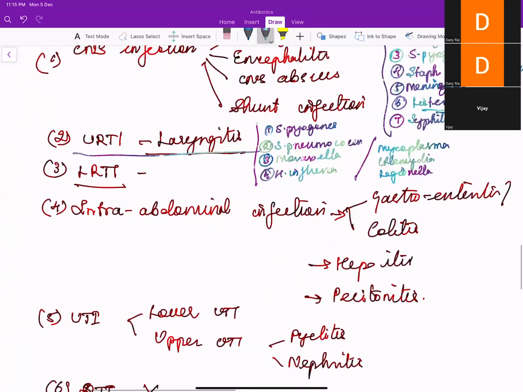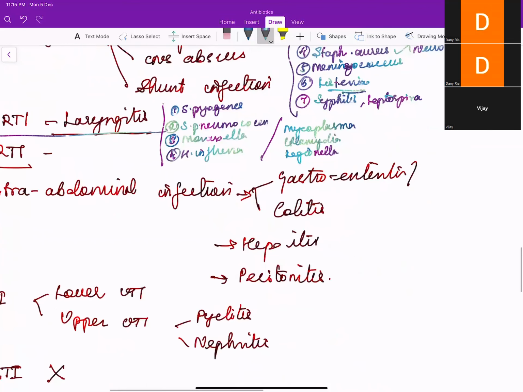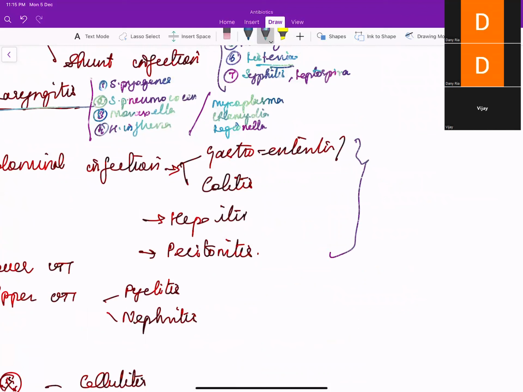But in intra-abdominal infections, you have not given Streptococcus pyogenes. I didn't give that, but it can be a cause. Typical is Streptococcus pneumoniae, Moraxella, and H. influenzae. As per the book, they are the 3 most typical, and Mycoplasma, Chlamydia, Legionella are the 3 atypical. But apart from that, even staph infection can occur. Streptococcus pyogenes can occur. Gram-negative infections can also occur.